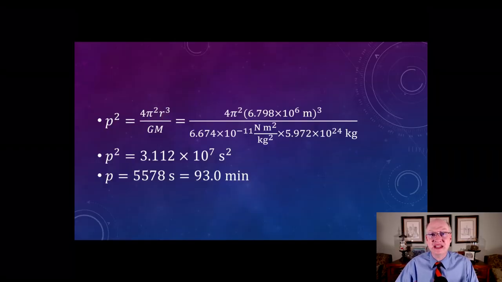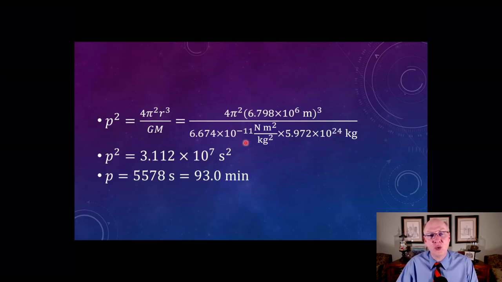Well, that is 6,378, which is the radius of the Earth, plus 420, which is 6.798 times 10 to the 6th meters. Remember, it has to be in meters, so you have to convert your kilometers into meters, and don't forget to cube that. Divided by G, 6.674 times 10 to the minus 11th, divided by the mass of the Earth, which is 5.972 times 10 to the 24 kilograms.